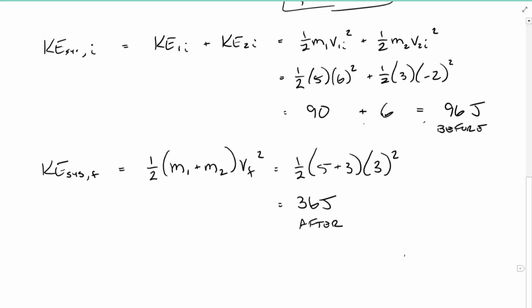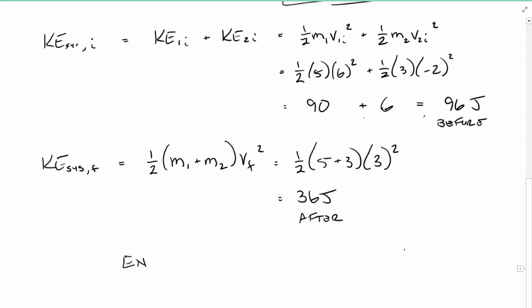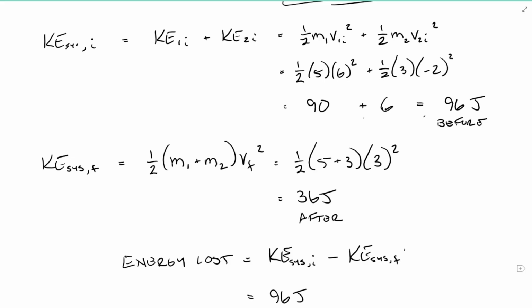Which means I lost energy. The energy lost would be the difference. It's going to be the initial kinetic energy of the system at the beginning, minus the energy of the system at the end. We start with 96 joules. We finish with 36 joules, right? And so we should have 60 joules of energy lost in that collision, right?